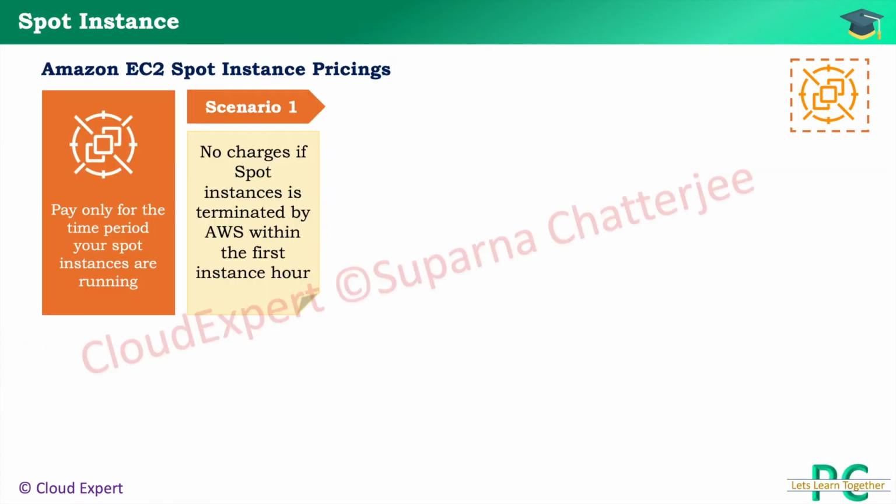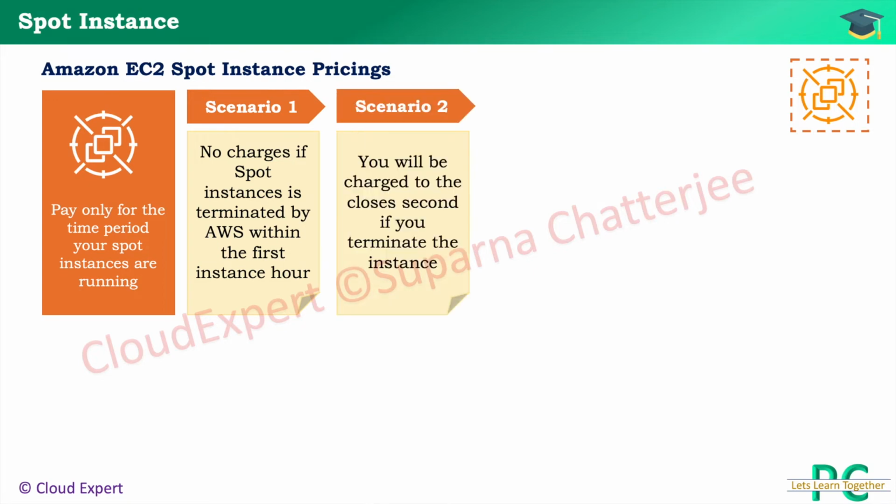Now let's understand different pricing scenarios for EC2 Spot and how much you are liable to pay. If AWS stops your instance or terminates your instance in the first instance hour, then you are not going to pay. Scenario 2, if you stop or terminate the instance, then you will be charged close to the second for Linux or close to the hour for Windows.